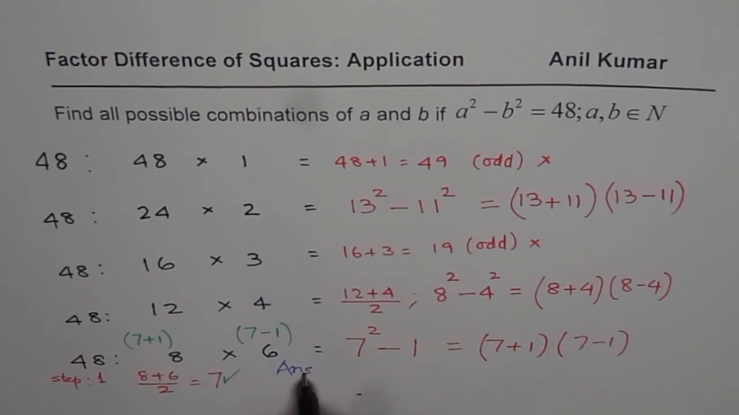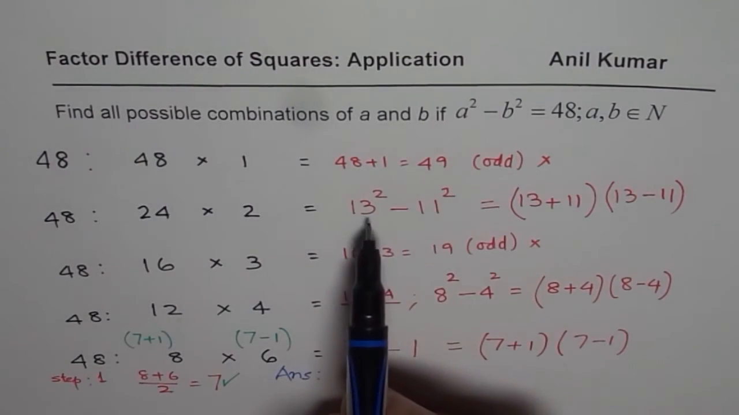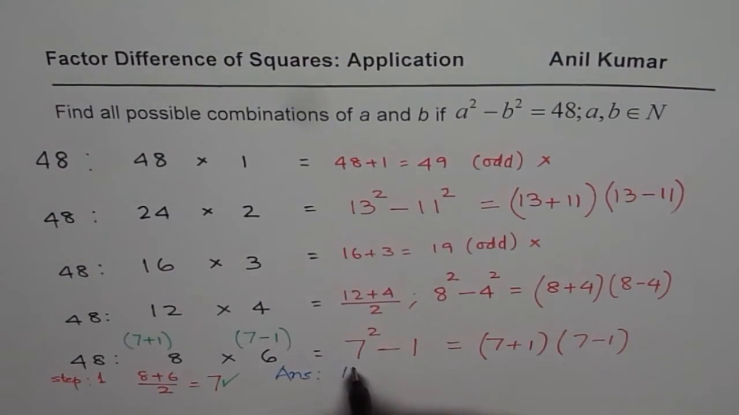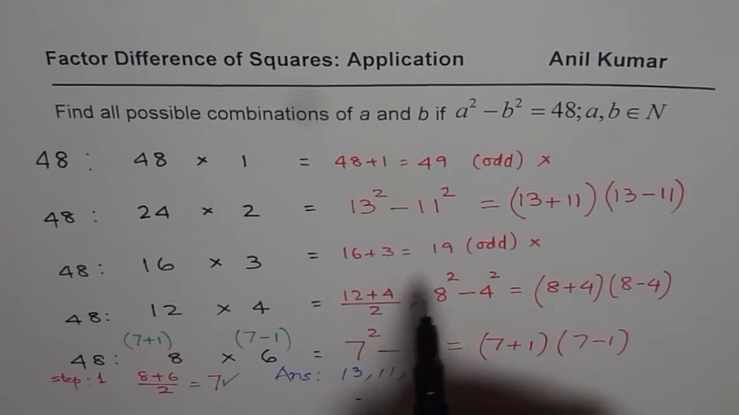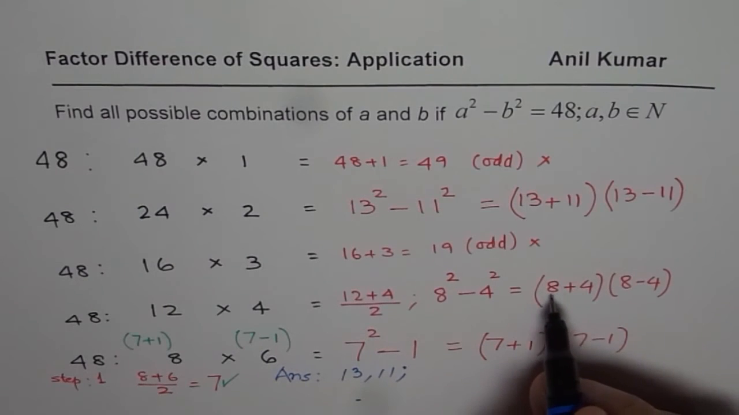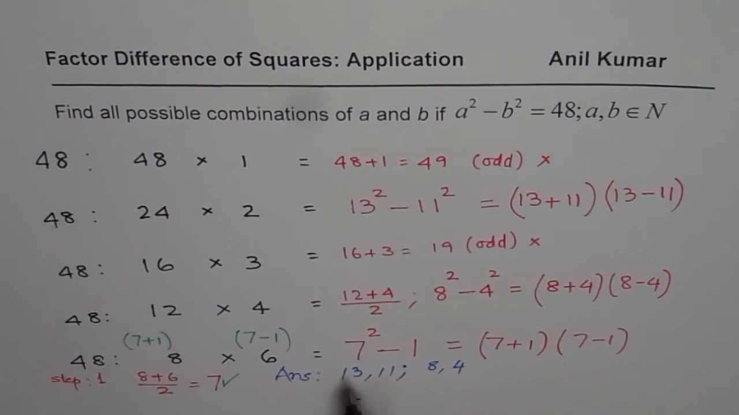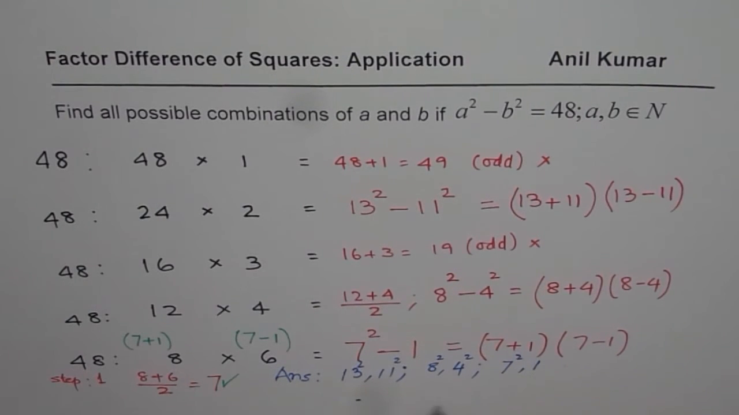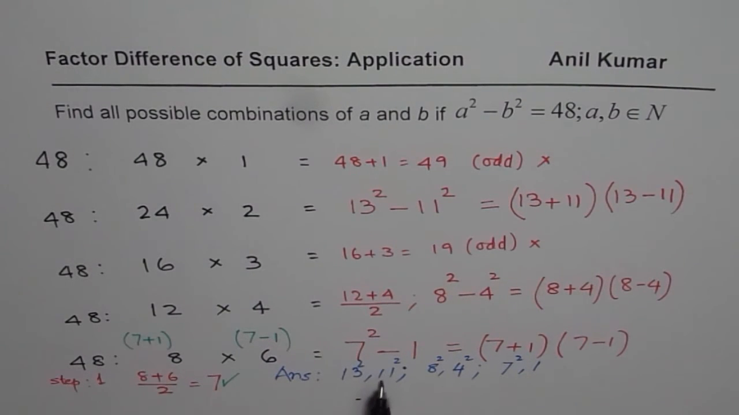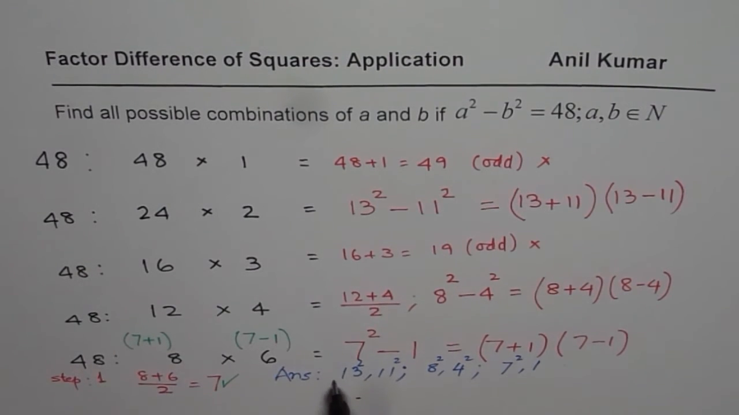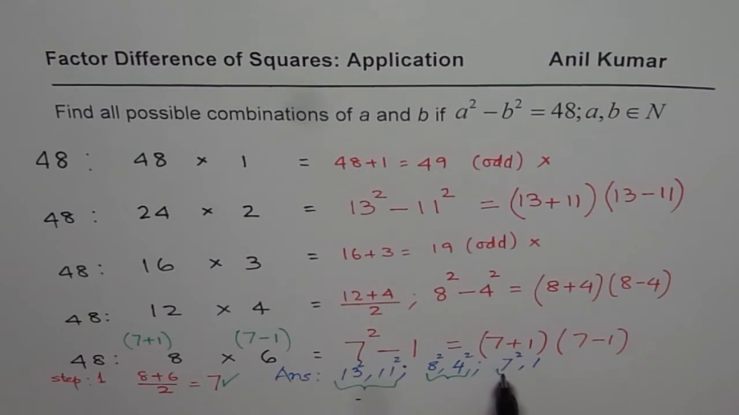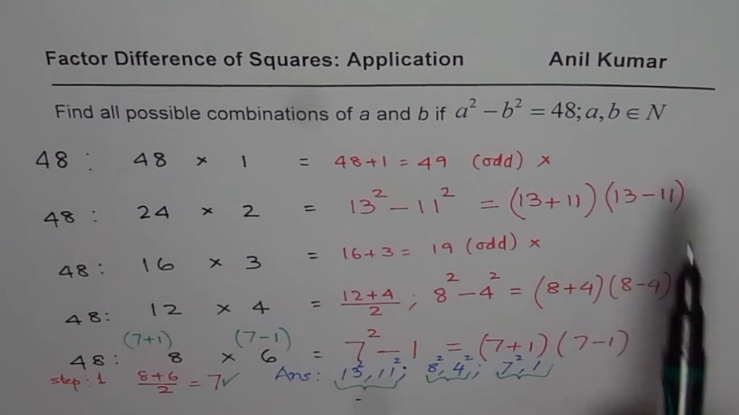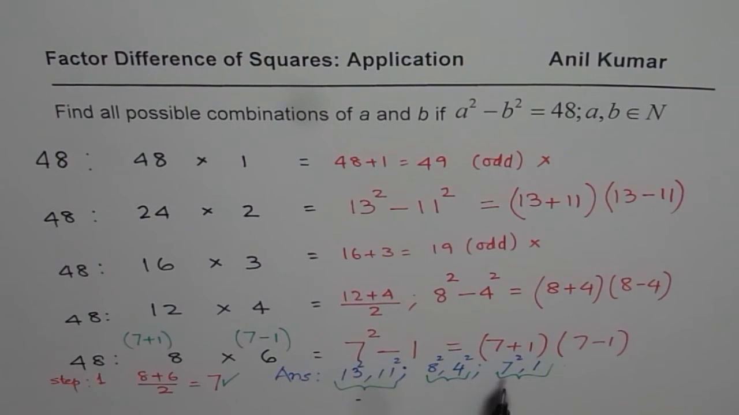So the different solutions for us are: one combination could be 13 and 11. The other combination which we got is 8 and 4, I mean squares, so actually I should write squares, 64 and 16. And then we got 7 square and 1. So these are my a's and b's. 13 is my a and b is 11 for the first set, then I have a set which is 8 and 4, and then a set which is 7 and 1. So a and b values are 13, 11, or 8, 4, or 7, 1.